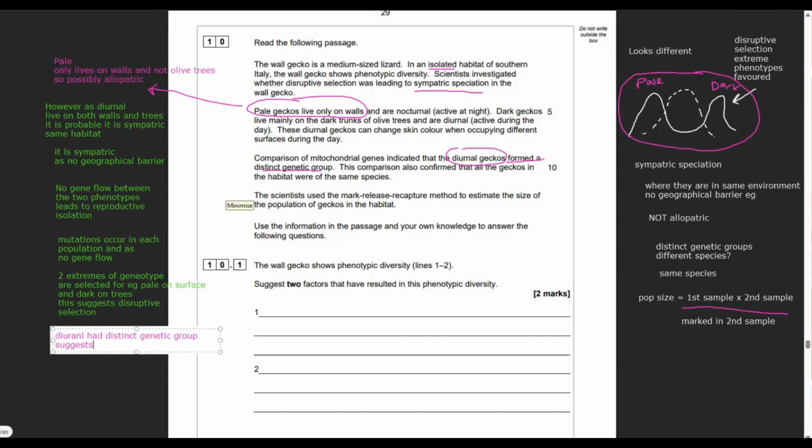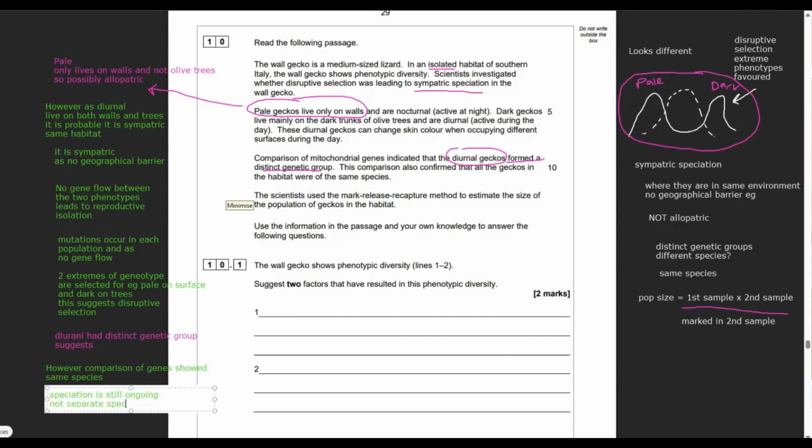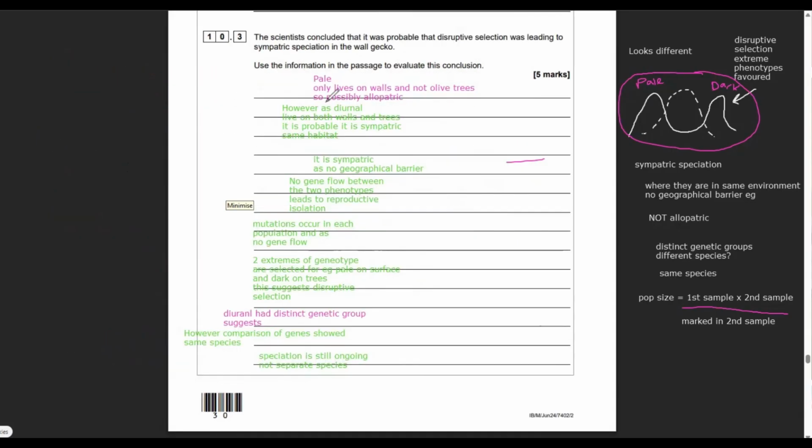Another point is that it did mention the diurnal has a distinct genetic group, and that might make us think that they're different species. They're saying the genetics of the dark geckos are distinctly different from the nocturnal, the pale geckos. However, they follow that sentence up by saying this comparison of the mitochondrial genes also confirmed that all the geckos in the habitat were of the same species. So actually, we are dealing with speciation here. They're still the same species on their way to separating. They are in the process of speciation.